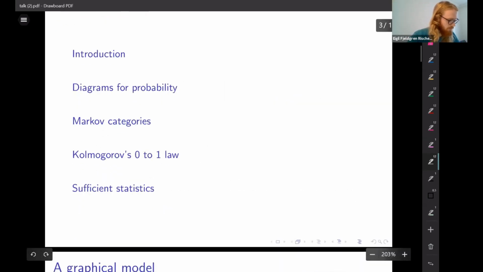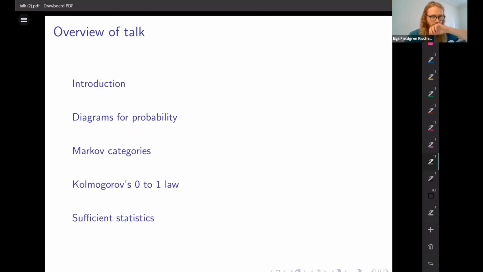Right, so here's an overview of the talk. I've just given an introduction. Now I'm going to tell you about how to use diagrams to do probability theory. Next, I'm going to give some examples of notions from probability theory that can be expressed as diagrams. Then I'm going to give a definition of a Markov category, which is the setting where these things make sense.